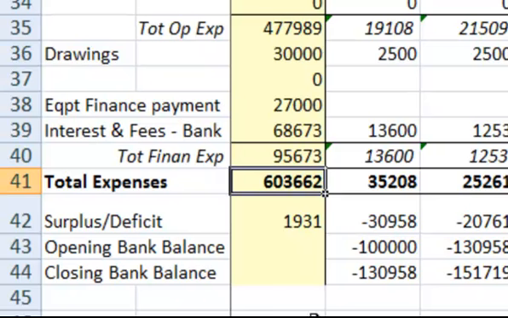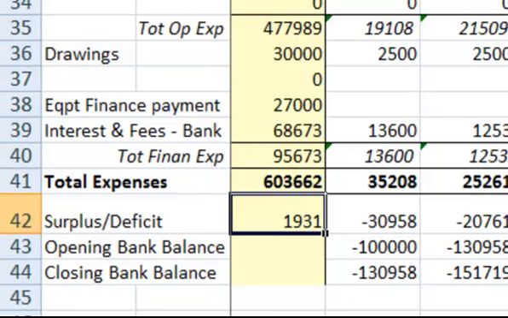You ask yourself, is there a surplus? And in this budget there is. Is it in line with what you expected? This budget shows a surplus of $1,931, which is hardly anything to write home about in the total income of over $600,000.